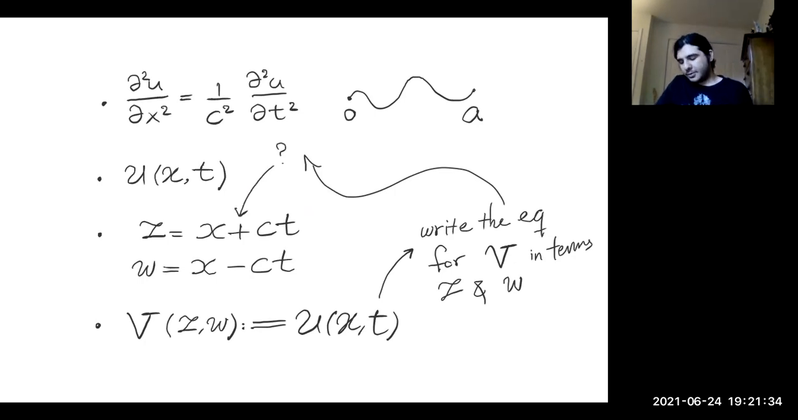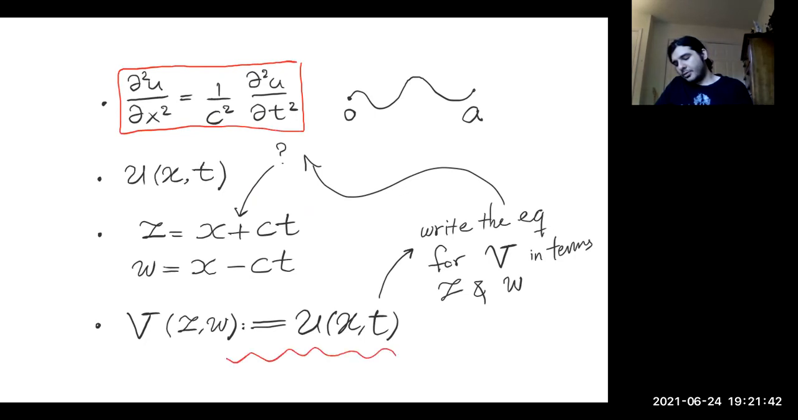But the more important question for me is that here we have an equation for u, and we have a relation between u and v, and how x and t are related to z and w. I want you to spend some time right now to transfer the equation for u into an equation for v in terms of z and w. This is a very doable practice. So think about this for a few minutes.